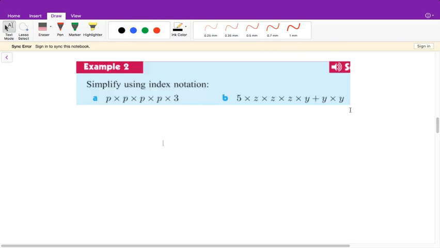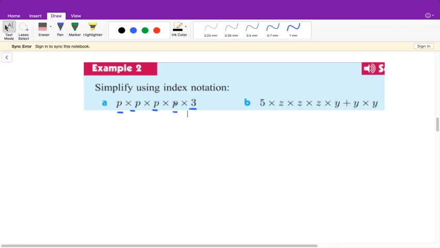All right, so for these, we want to simplify using index notation. So for here, I have P times P times P times P times 3. That's annoying to say. And it's annoying to actually look at when you look at it like that too. We always want to simplify. Everything in math always gets simplified. You never leave it unsimplified, right?